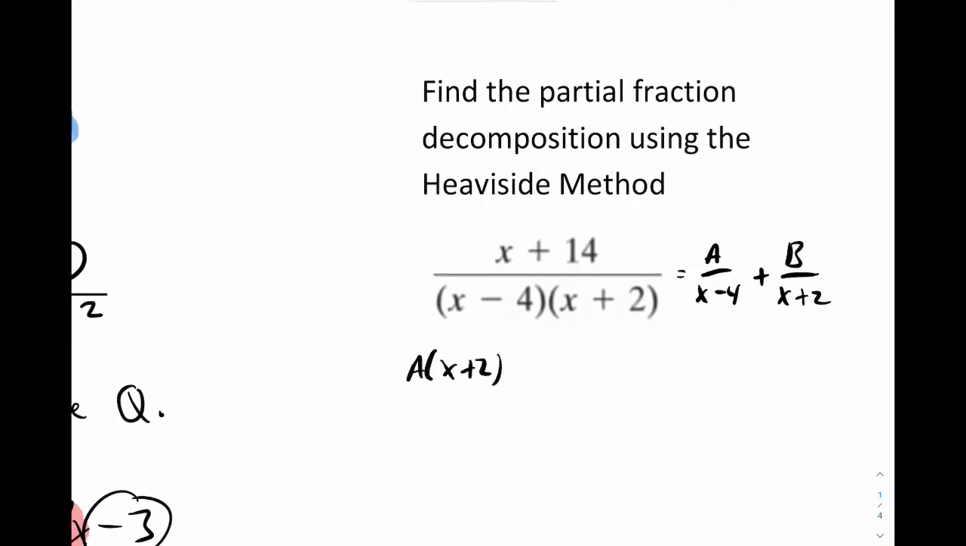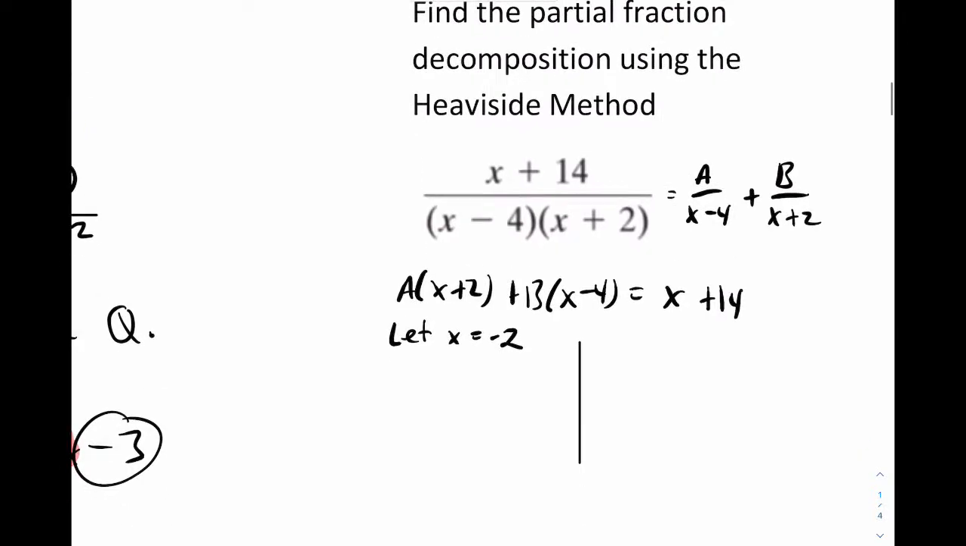a(x plus 2) plus b(x minus 4), that's equal to x plus 14. But what the Heaviside method is, it's a shortcut if you have simple unique factors like this. So notice how these are both unique and they're pretty simple. What we're going to do is a substitution. We're going to let x equal -2.